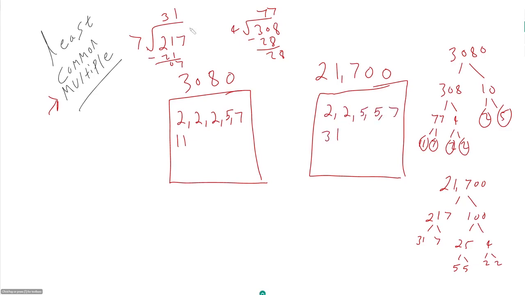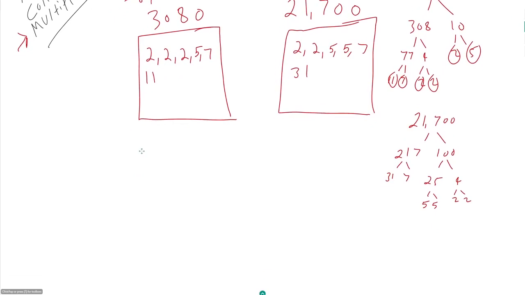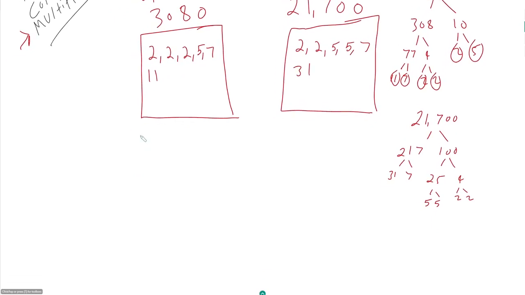So these are called prime boxes. They are just boxes that contain all the prime factors for a number. These are prime boxes for 3080 and 21,700. So how can we use these to get our least common multiple? We want to find the least common multiple of these two numbers.